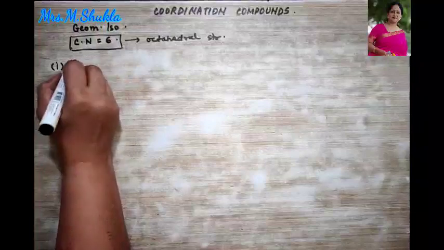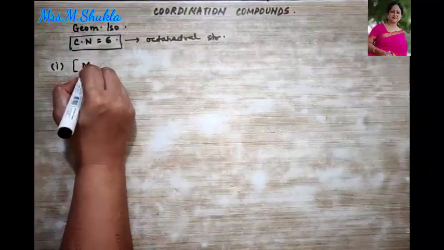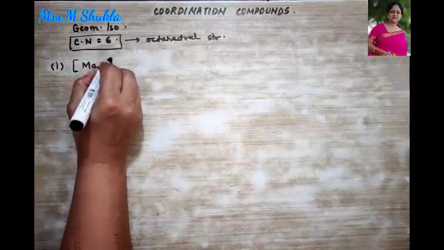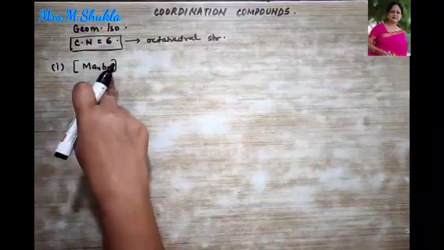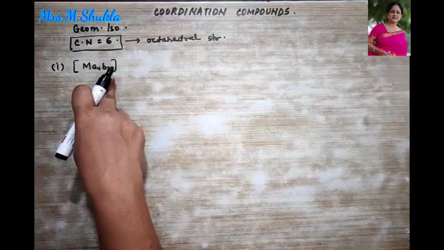So the first one could be MA4B2, where what do we see? Four ligands are of one kind and two ligands are of a different kind.